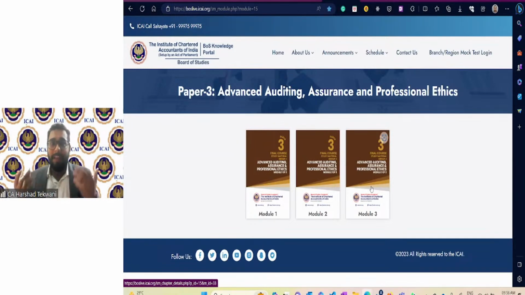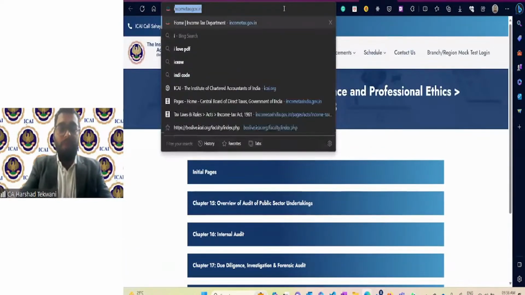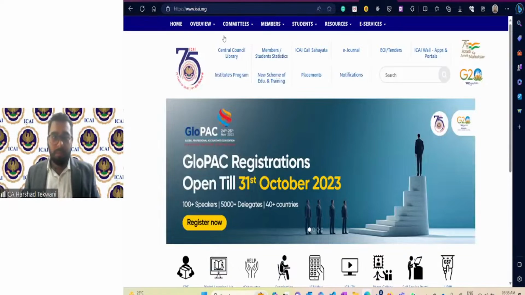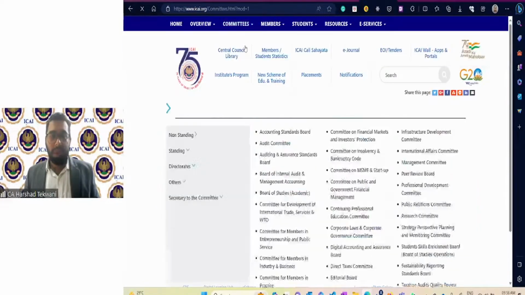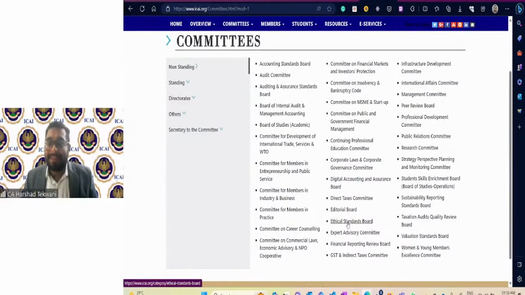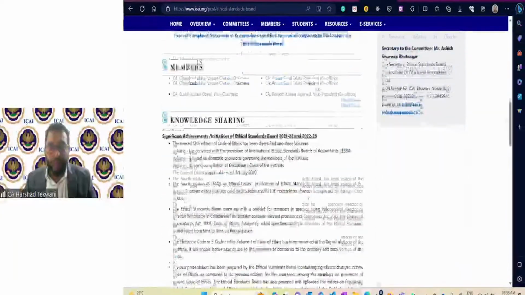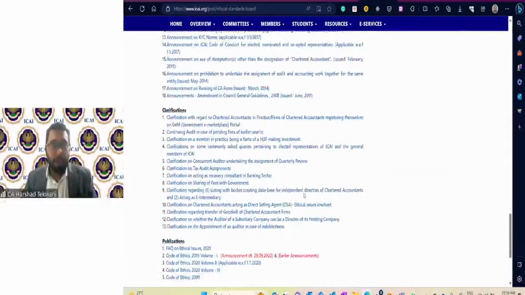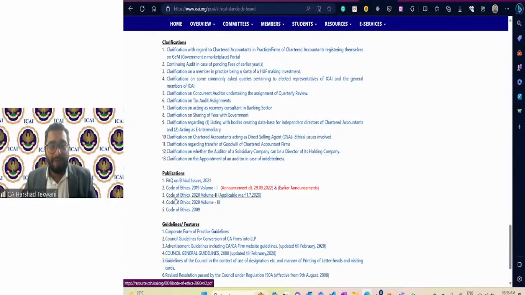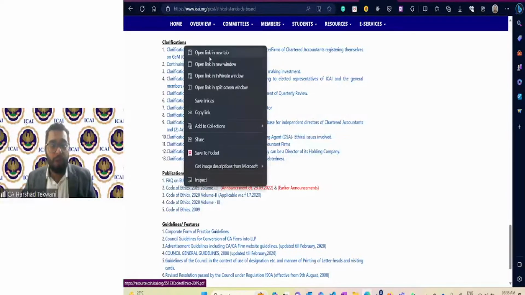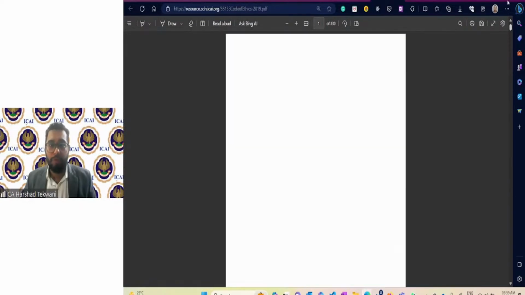Now, let's say someone wants to access the Code of Ethics that we discussed at the start, the conceptual framework and fundamental principles. From where can we do that? Simple. Go to the ICAI website, icai.org. You can go to Committees, Non-Standing. You will find the Ethical Standards Board. Go there, and over here you will have all the things: Code of Ethics, Volume 2020, Volume 1, Volume 2, Volume 3. If I open Volume 1, this is the Code of Ethics, Volume 1, the whole volume.